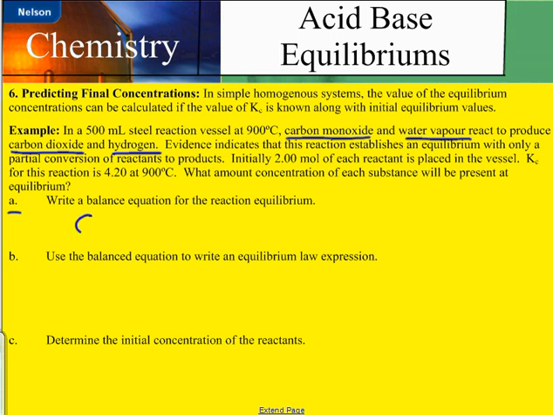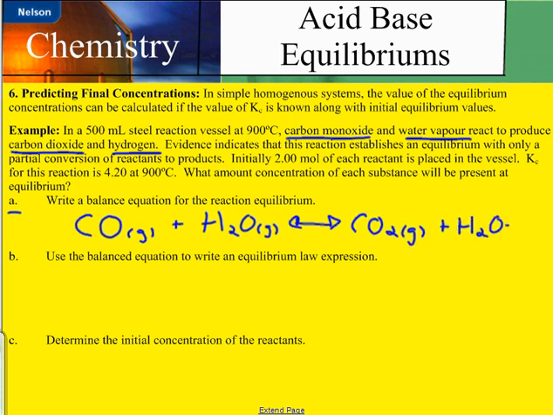So we have carbon monoxide plus H2O gas reacts to produce carbon dioxide and hydrogen, H2 gas. Okay, and the next step would be to balance, and everything in this case is balanced, so my coefficients are all going to be a 1.